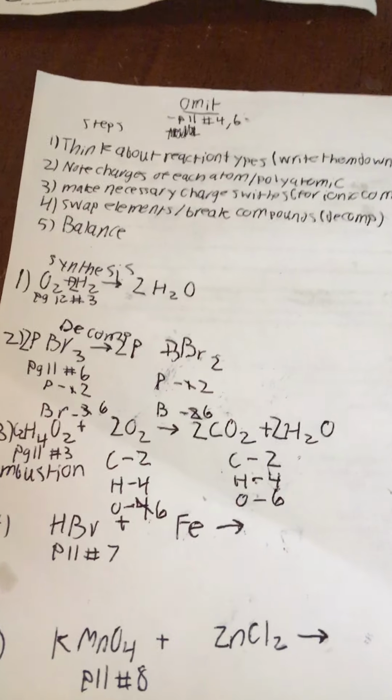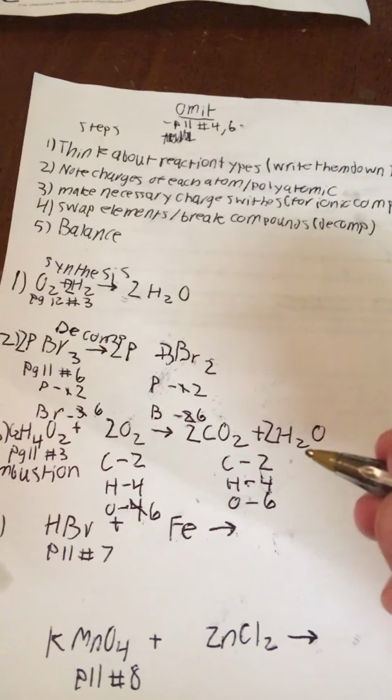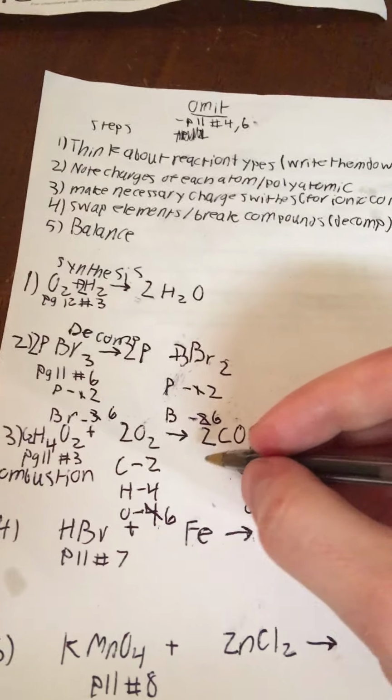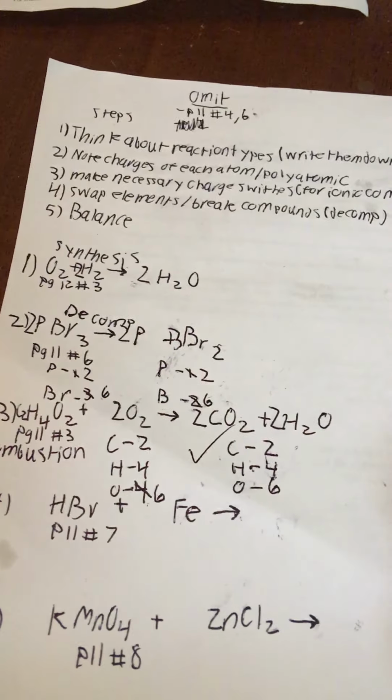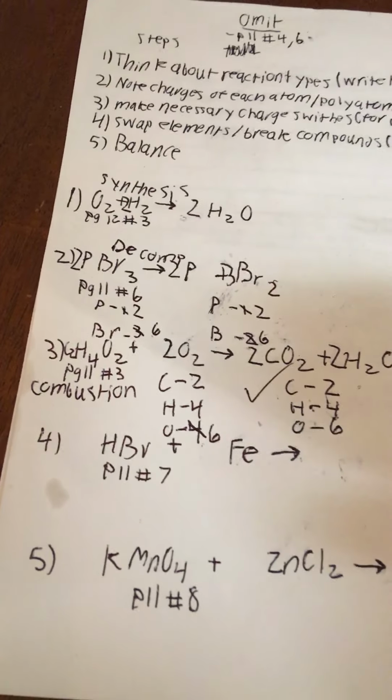Yes, we are. We're balanced. We've got 2 carbons, 4 hydrogens, and 6 oxygens. So we're all balanced up. So check mark right there. No Brinkelhoffs. We've got our product. So let's move on to the next one.